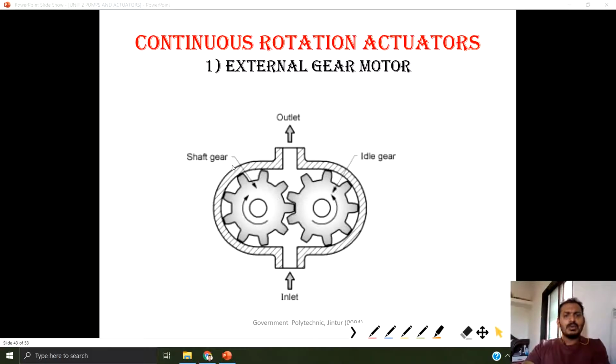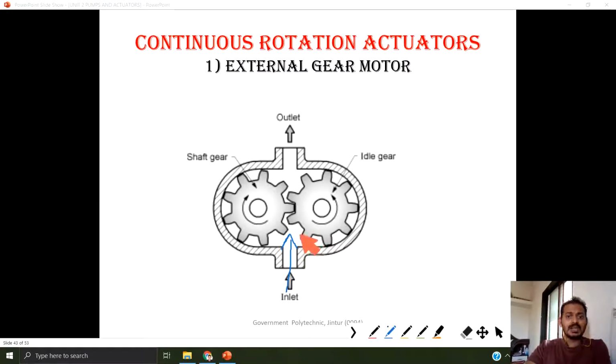Now here one idle gear is there, one shaft gear is there. We are taking the output from the shaft gear. The idle gear is in support for the shaft gear. So what happens if I am giving the pressurized fluid to this gear?